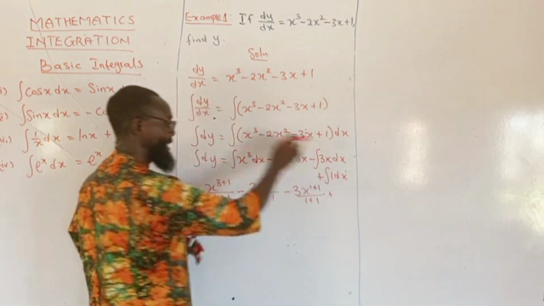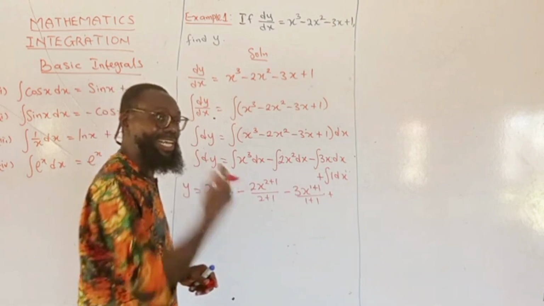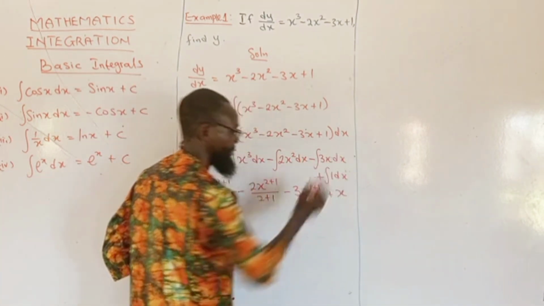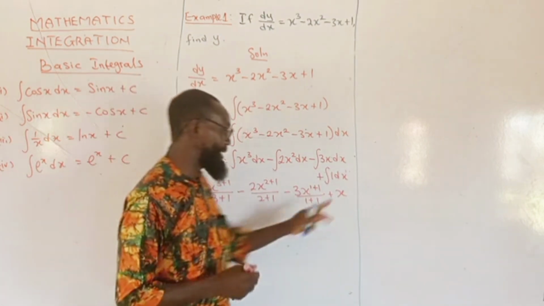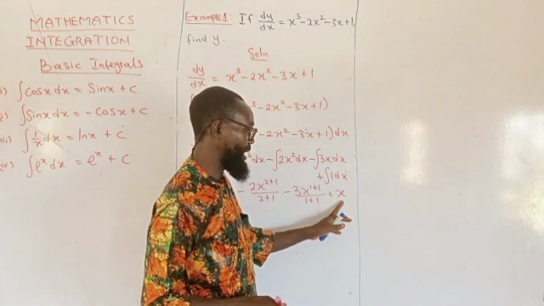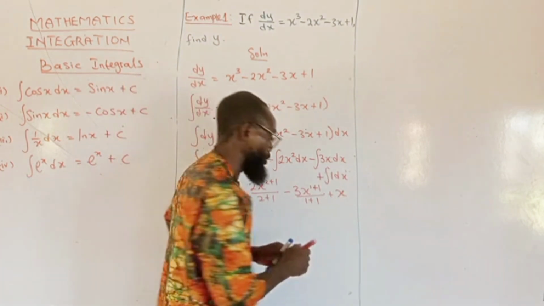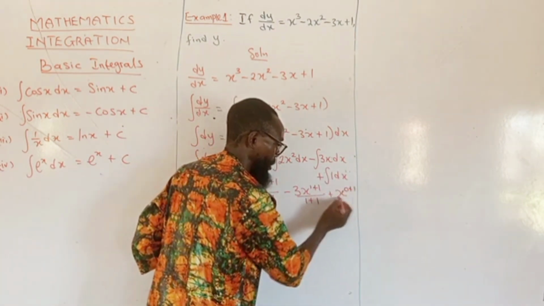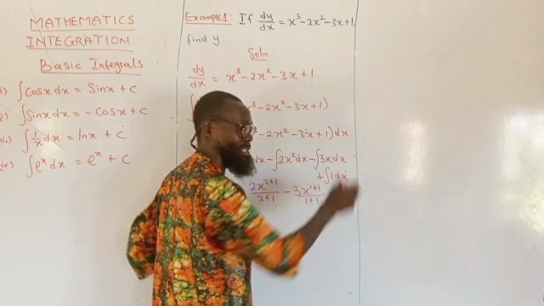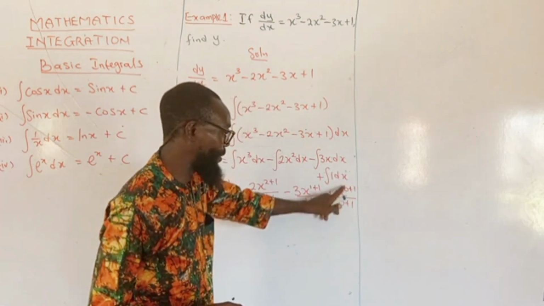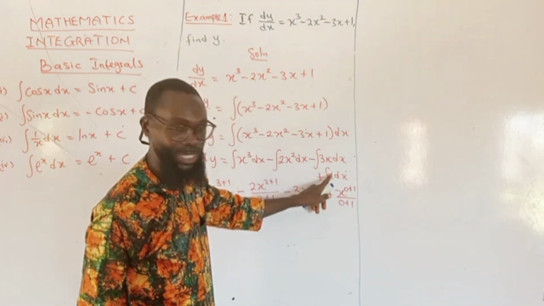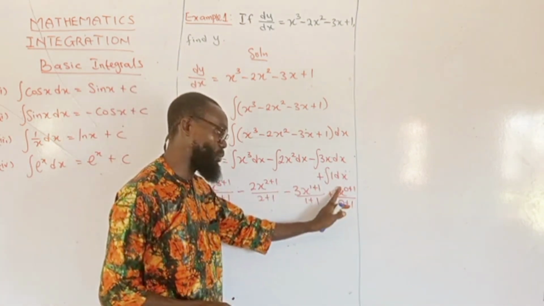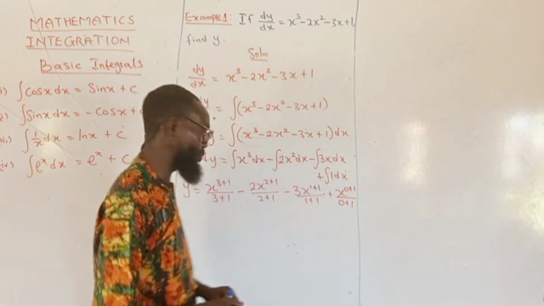Then plus. When you integrate a constant, it is in terms of x, because the constant is x to the power 0. Then 1 over 0 plus 1. Anything to the power 0 is what? 1. So that is why we talk in terms of x here: x to the power 0 plus 1, divided by 0 plus 1.